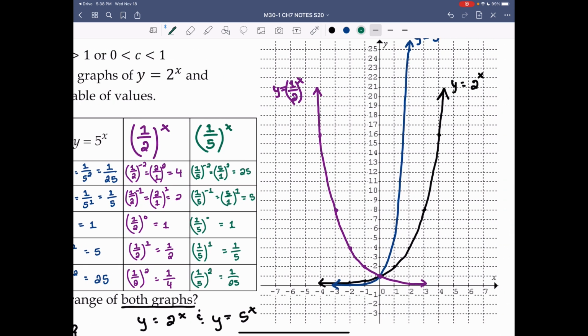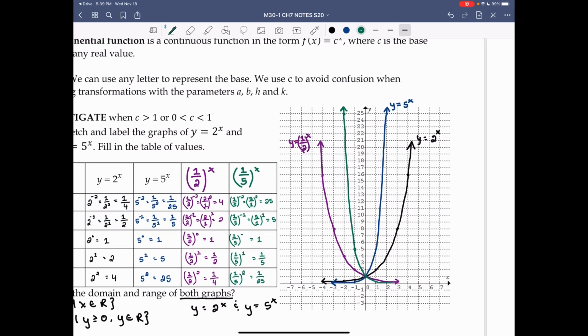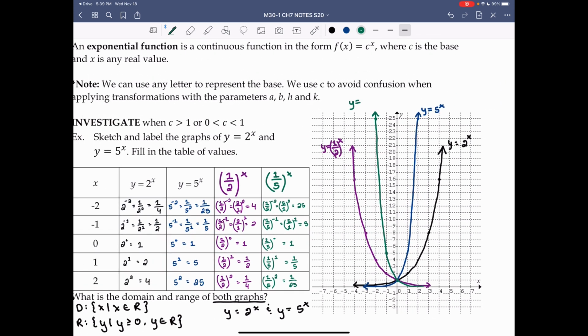Plot those points. When x is -2, y is 25. When x is -1, y is 5. When x is 0, y is 1. When x is 1, y is 1/5, down here somewhere. When x is 2, y is 1 over 25, so really close to 0. Attach the points. And we get the graph of y equals 1 over 5 to the power of x.